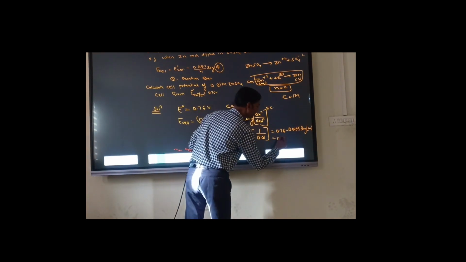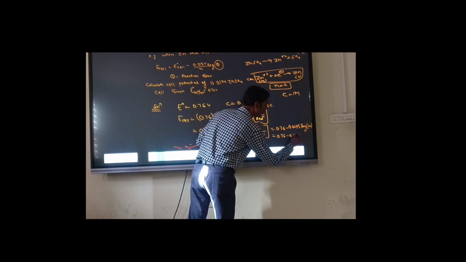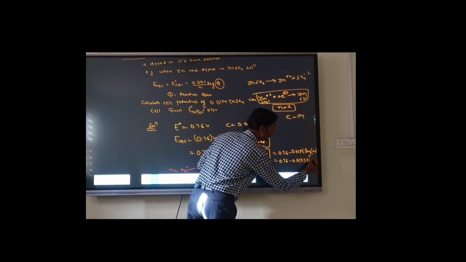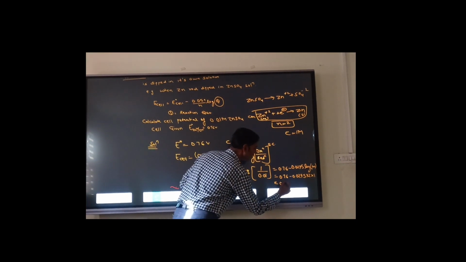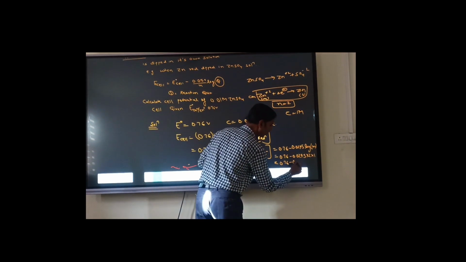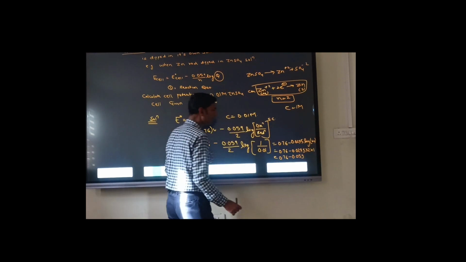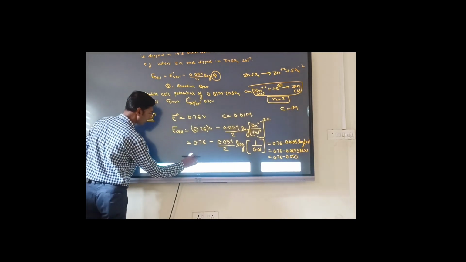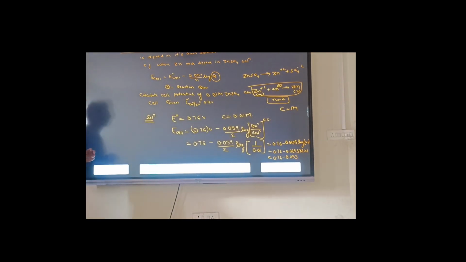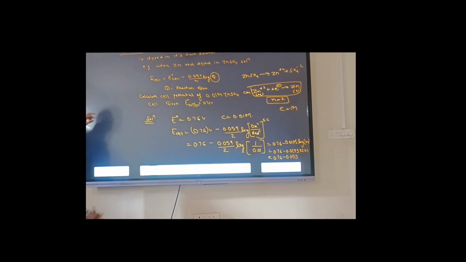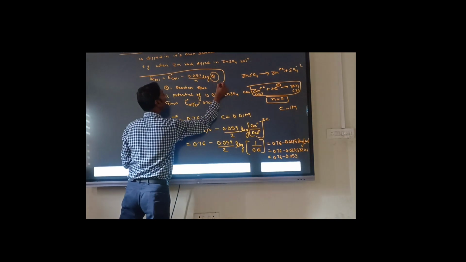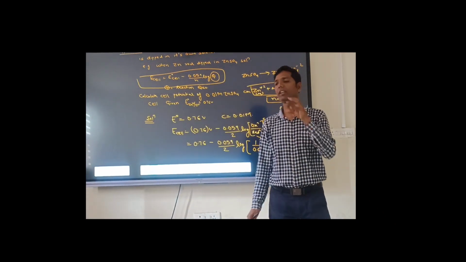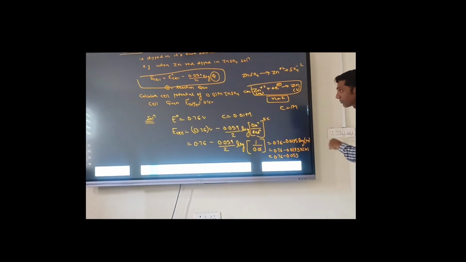When I solve this, it is 0.76 minus 0.0295 times log 100. Log 100 is 2 log 10, and log 10 is 1, so this is 0.76 minus 0.059. That's how we calculate the cell potential in the case of a half cell. A half cell is a cell in which a metal electrode is dipped in its own solution.